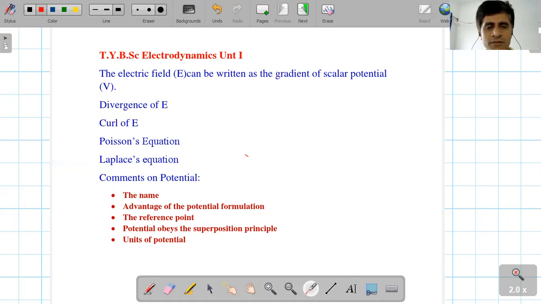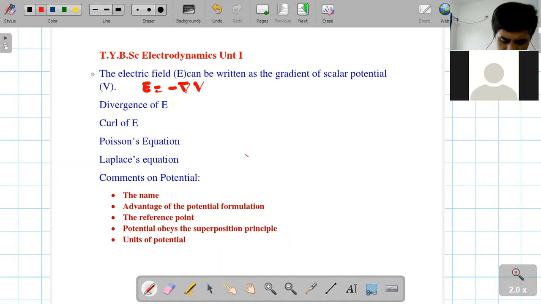That is, what is the relation between E and V? Then what is the divergence of E and curl of E? Now I will write here the relation between E and V. Dear students, can you view the screen? E equal to minus gradient of V.